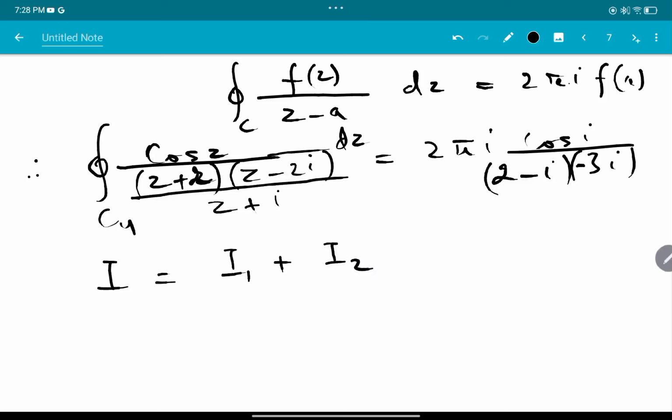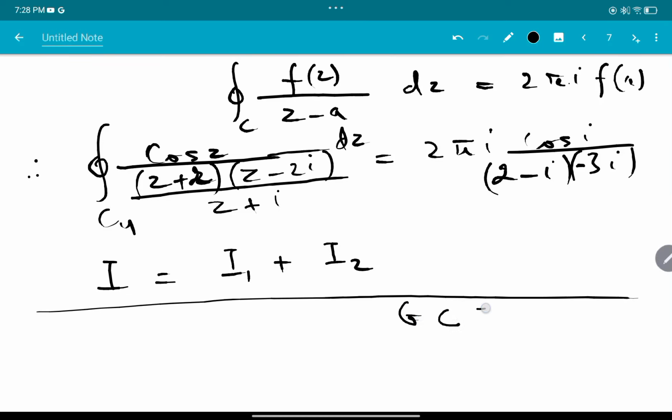So simplification I will leave to you. You can do it yourself. So you can see how we use Cauchy's integral formula. Now there is one more thing. I have to show you one more example that is based on Cauchy's generalized integral formula.